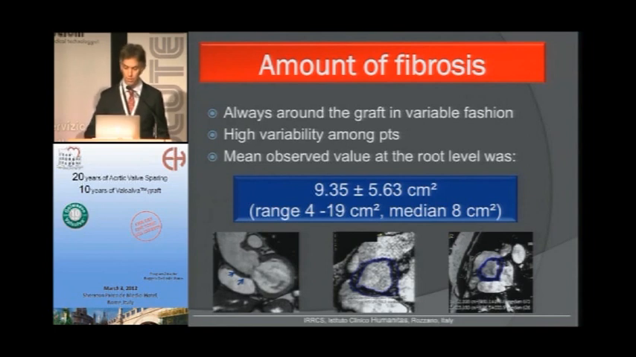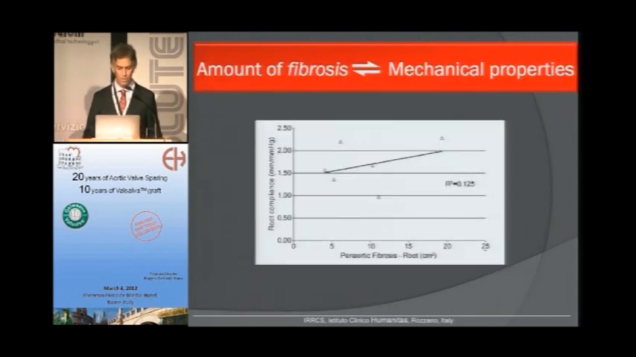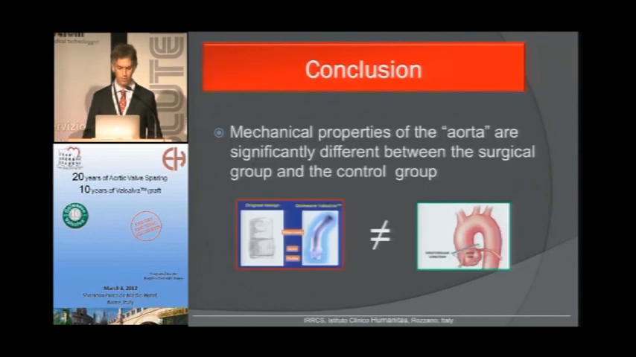We also, as I told you, thought to measure the amount of fibrosis around the graft in order to see if this fibrosis could influence the compliance itself, and we found a high variability among patients, with a mean observed value around the aortic root of 9 square centimeters. When we tried to find a correlation between the periaortic fibrosis and the root compliance, we failed, so apparently there is no relation between the amount of fibrosis and the mechanical properties of the vessel.